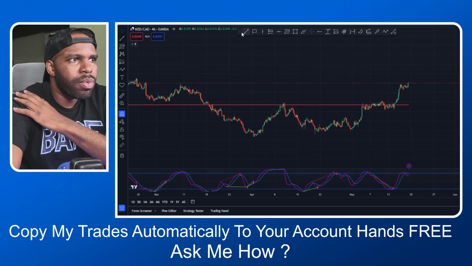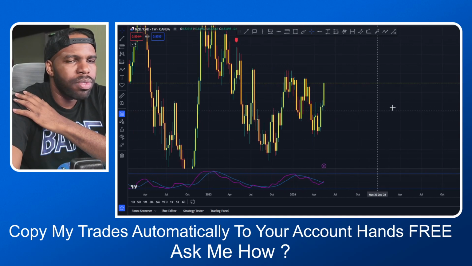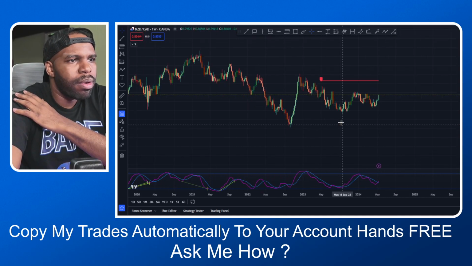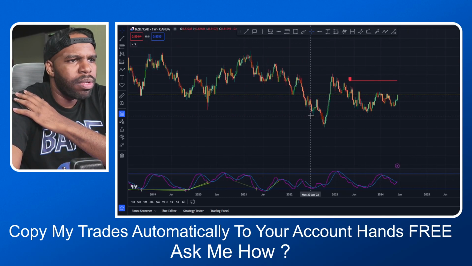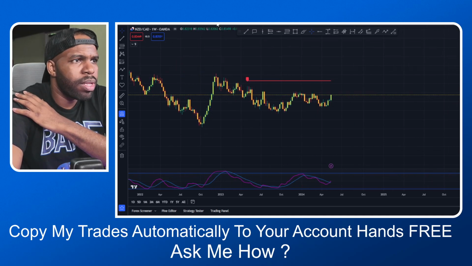So we'll go to the weekly, see what type of trend we're in. All right, lower high, lower low. Okay, lower low. This created a higher high. So higher low, higher high. So this is just going sideways right now based on the weekly.